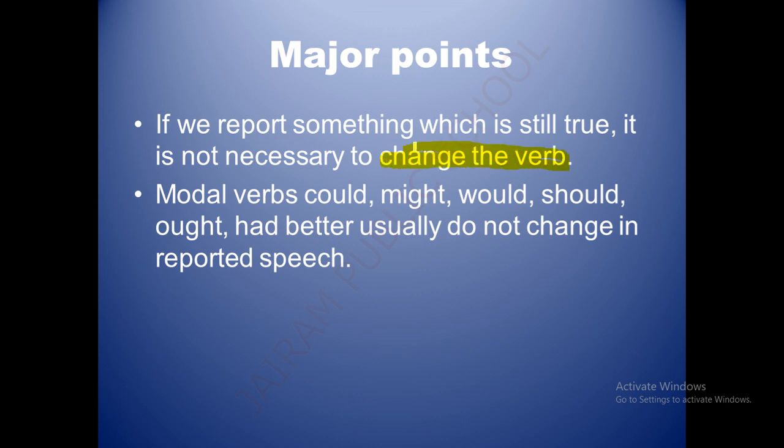Suppose a thing is still existing and still true in the society, it cannot be changed. So change the verb refers to change the tense. What is that still true in the society? Example: the sun rises in the east. It is a true fact and a universal fact. It can't be changed by anyone.